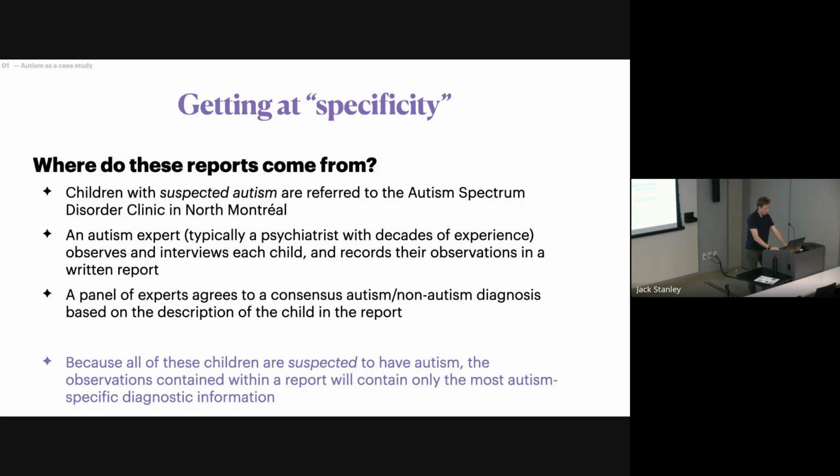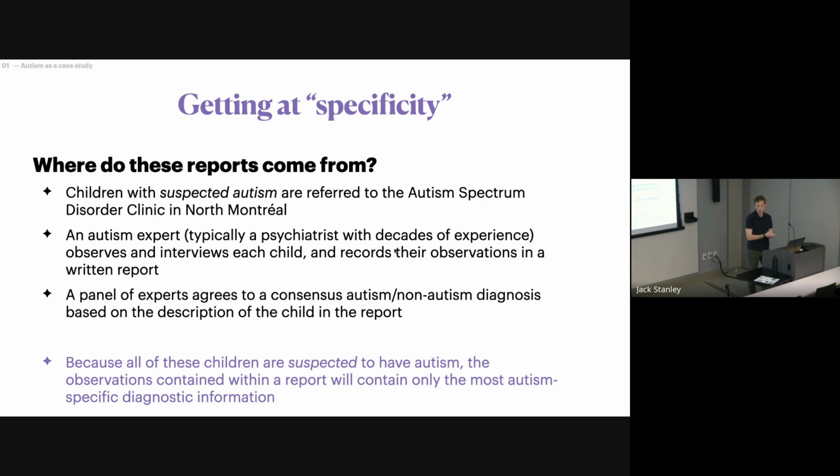So getting back to this notion of specificity, this is an important point to stress about these reports: they come from children with suspected autism already, who have been referred to a specialized clinic in North Montreal. And here, an autism expert, which is typically a psychiatrist with multiple decades of experience, would observe and interview each child and record their observations in a written report, as I said.